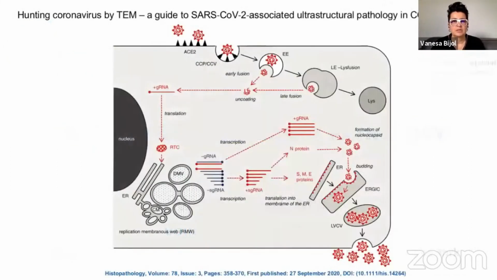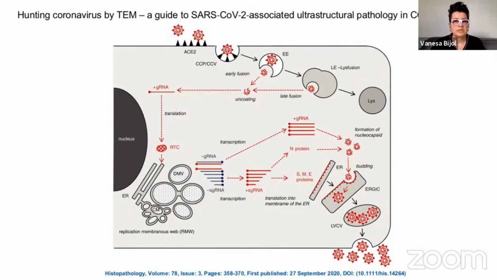But I will start by reviewing just basics of the viral morphology and replication, because I do think it's relevant for pathology, and also particularly when we get to ultrastructural identification of the virus.